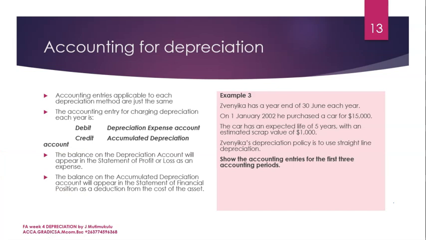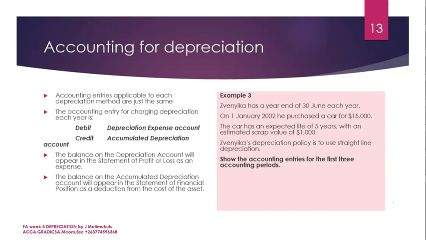Alright. Zenica has a year end of 30 June each year. On 1 January 2002, he purchased a car for $15,000. The car has an expected life of 5 years, with an estimated scrap value of $1,000. Zenica's depreciation policy is to use straight line depreciation. Show the accounting entries for the first 3 accounting periods.